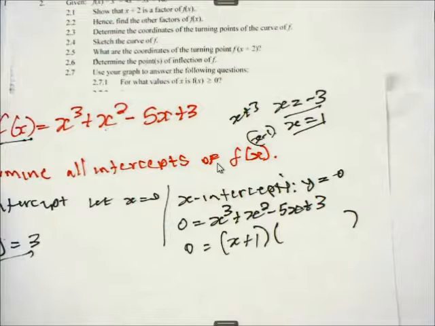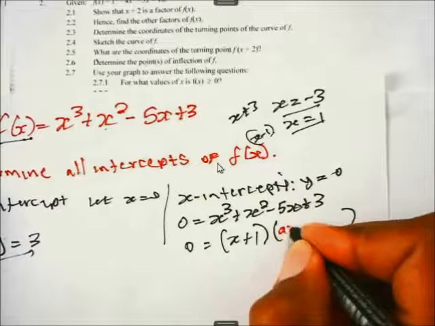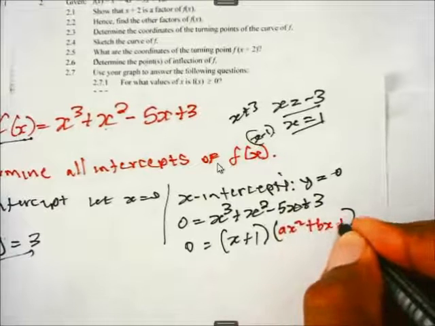And now, this side, we are looking for the quadratic one. Is that correct? Yes, the quadratic one, of course, it must be what? It must be ax squared plus bx plus c.